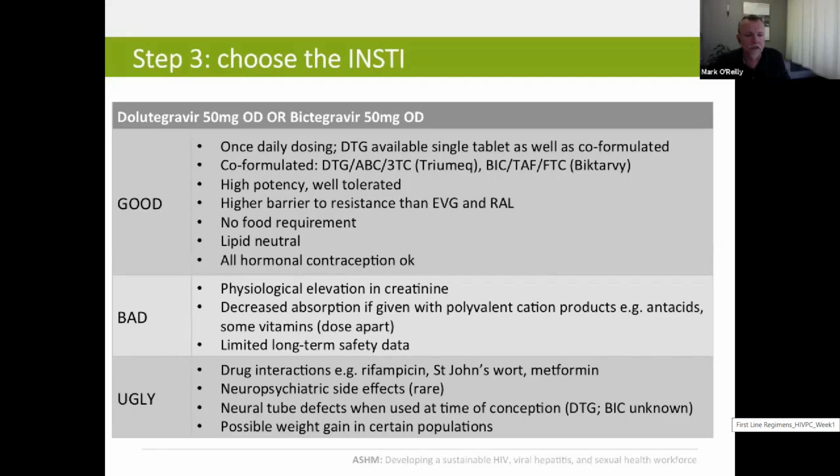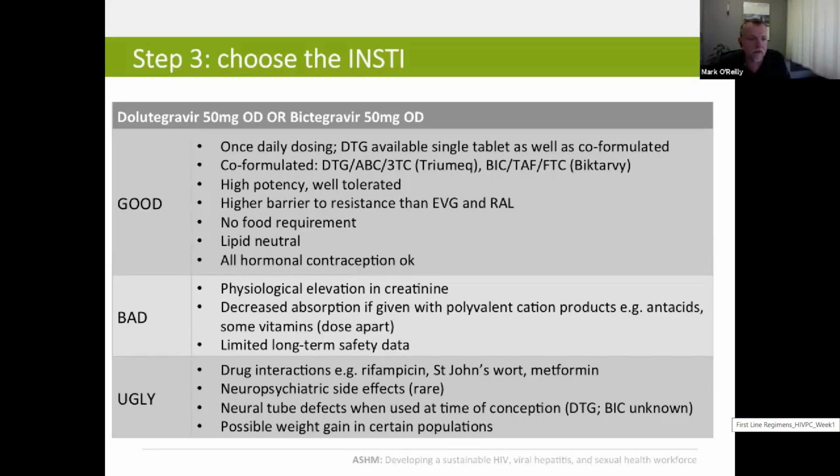What's bad about them? They block a transporter in the proximal convoluted tubule where 10% of creatinine is excreted. Now, that's not harmful in its own right, but what it does is increase creatinine by 10%, which then, of course, we use to calculate the eGFR. So it causes a decrease in the eGFR, not a real decrease, but an artificial decrease in eGFR. So it's important to understand baseline eGFR before initiating somebody on either dolutegravir or bictegravir.